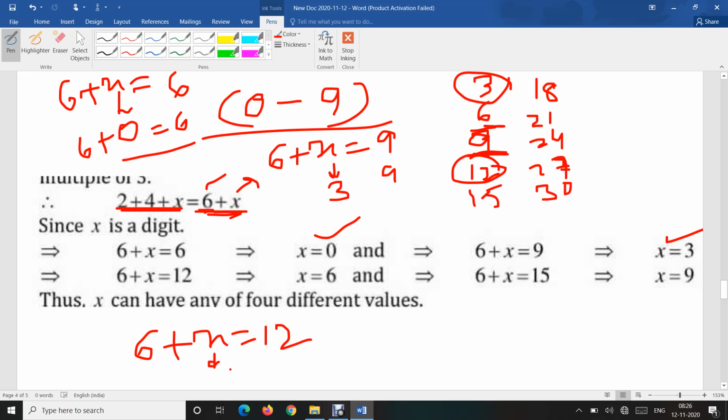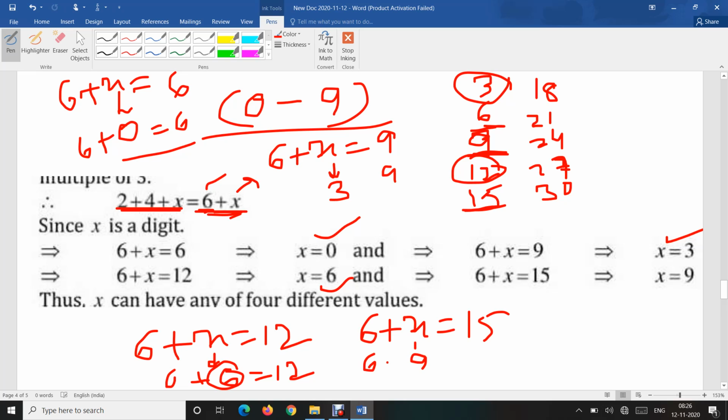If we put 6 at the place of x, then 6 plus 6 is equal to 12. That means the next value of x is 6. The next is 15. How can we get 15 from 6 plus x? If we put 9 at the place of x, then 6 plus 9 is equal to 15. That means the next value of x is 9.